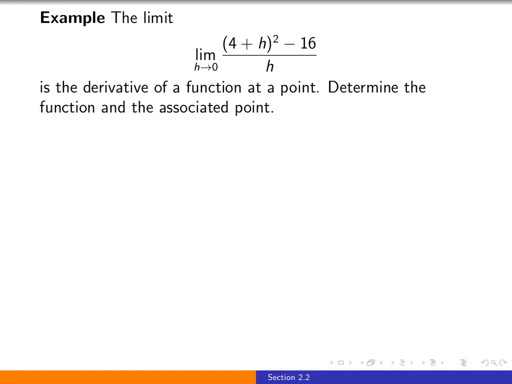In this example, we are going to think about the derivative of a function, but in this case, we're going to think about it evaluated at a point, and from maybe the opposite perspective. We're going to think about working with that difference quotient.